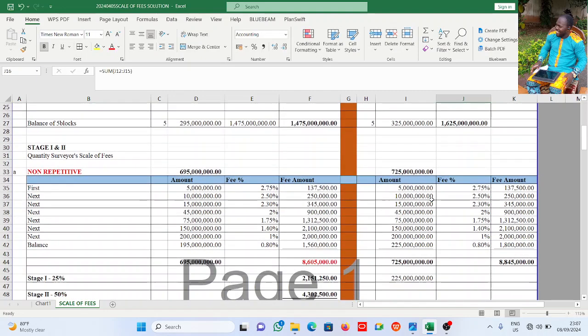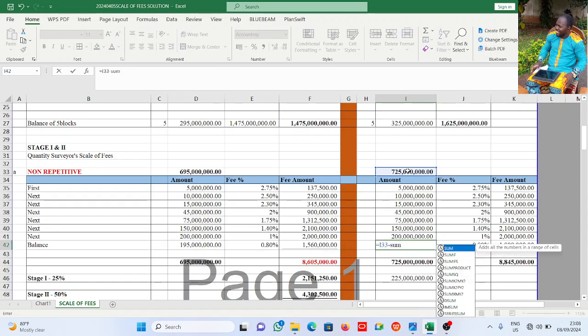The same thing here. Up to 5 million, it is 2.75. Now if you notice, from here to here, from here to here, they are the same thing. Where you have to be very careful is when it comes to over 500 million. The same thing I did here is what is going to happen here. This is equal to this minus the summation of everything here.